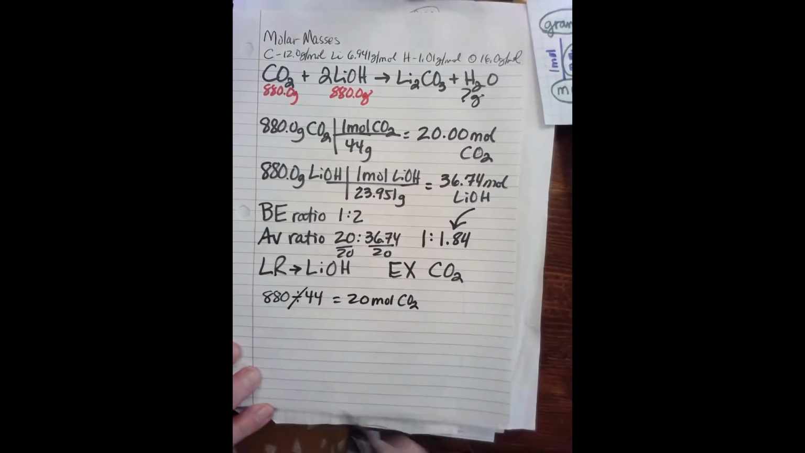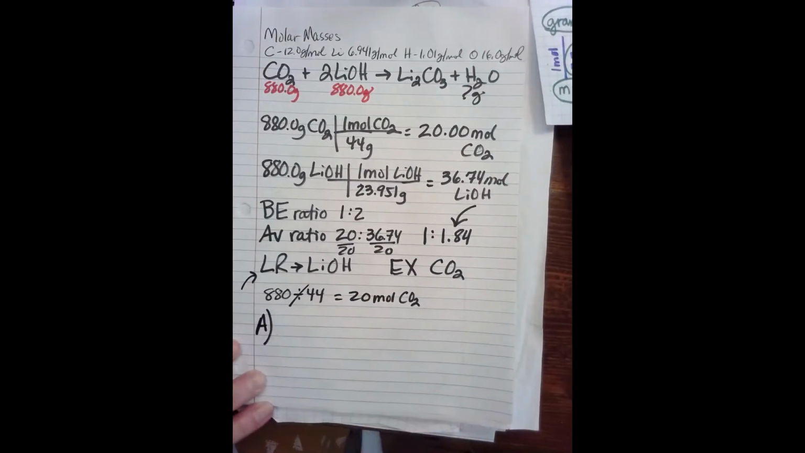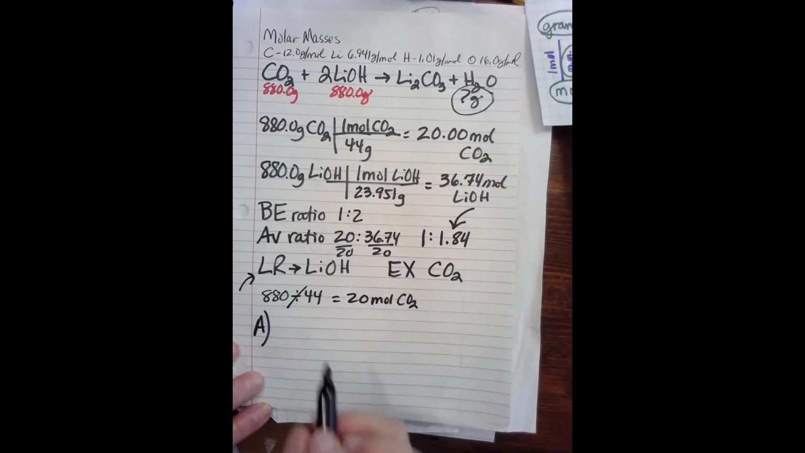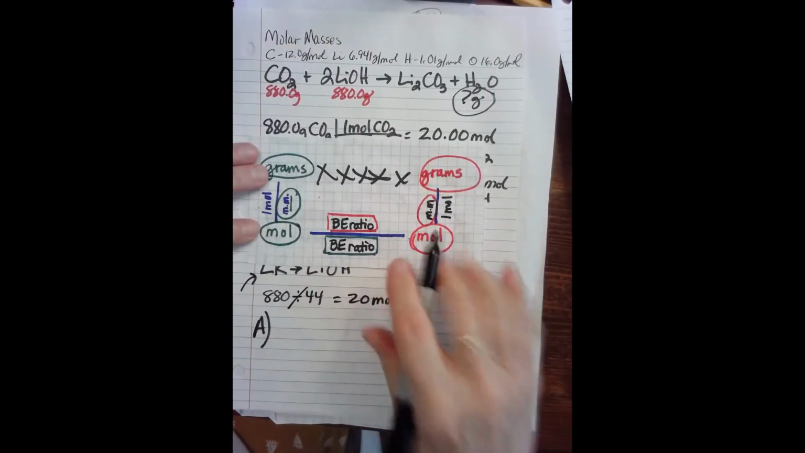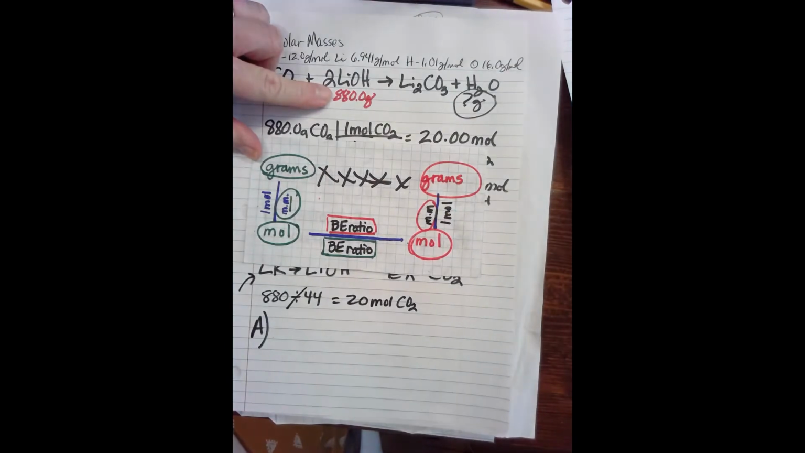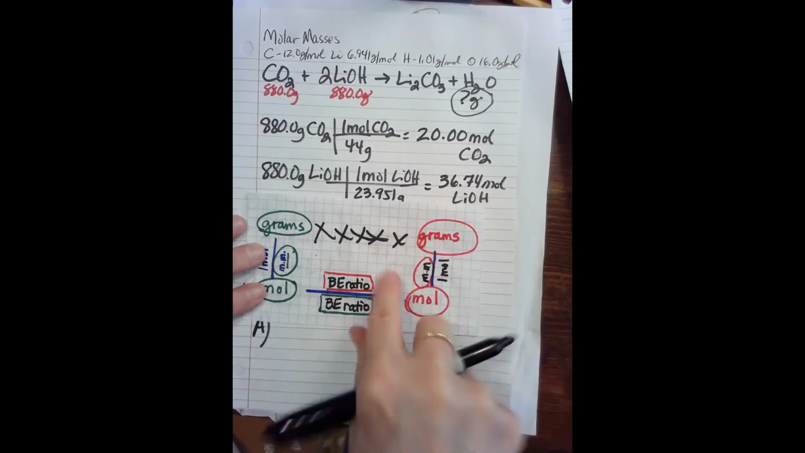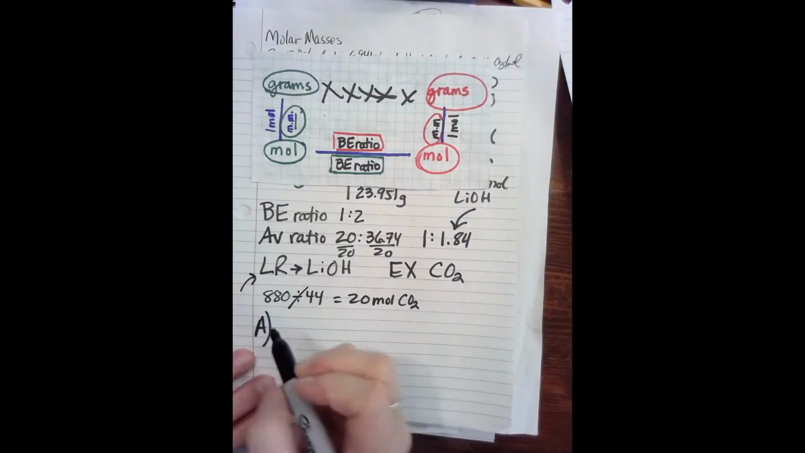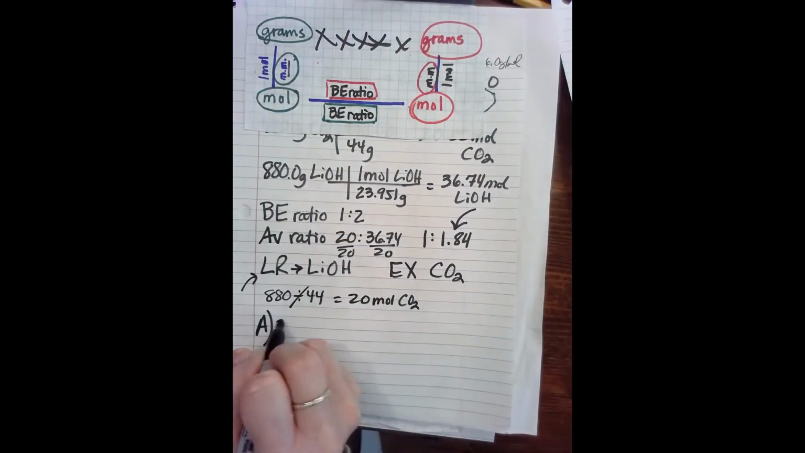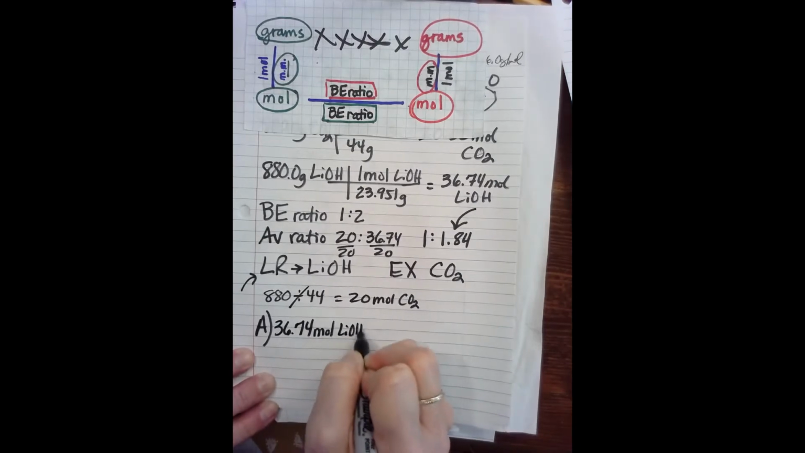All right. So now let's answer. We had to get this far, remember, before we could answer question A, which is how much water? How much water can we produce? So you know that we don't actually have to go all the way back to 880 grams. We could, but it would just be one more step. So since we have already converted this to moles, we're going to start there. So that was 36.74 moles of lithium hydroxide.